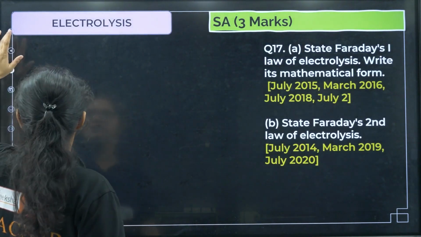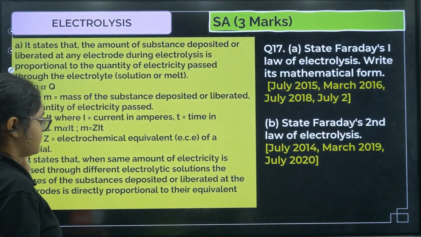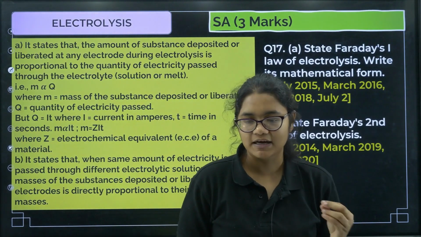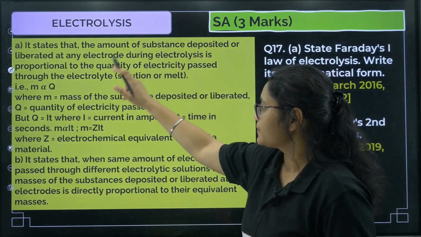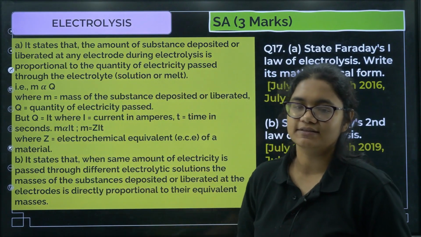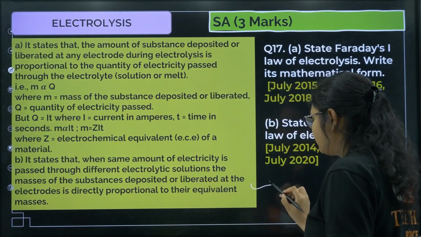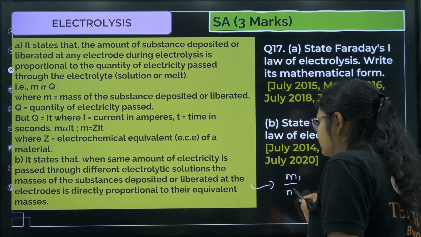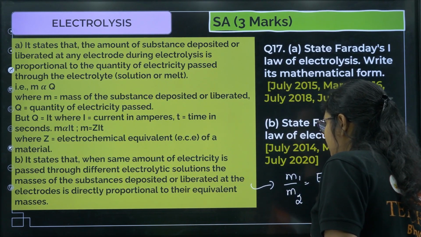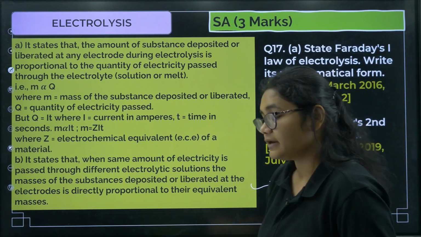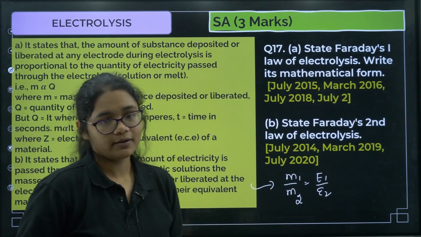Next, Faraday's first law and second law. The statements I'm not going to explain, it is a direct statement based question. Faraday's first law, its formula, then you have Faraday's second law. And what is the Faraday's second law formula? M1 by M2 is equal to E1 by E2, right? E1 and E2 are the equivalent weights of the metals.